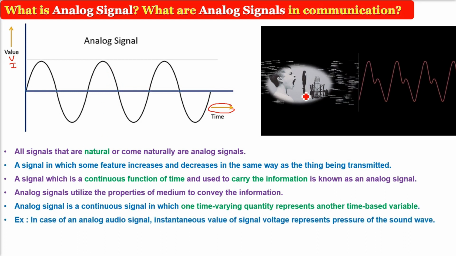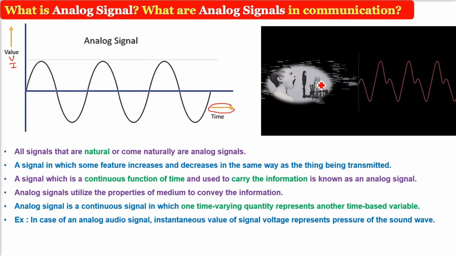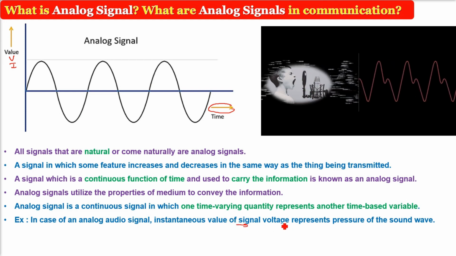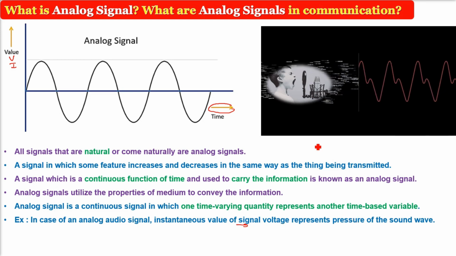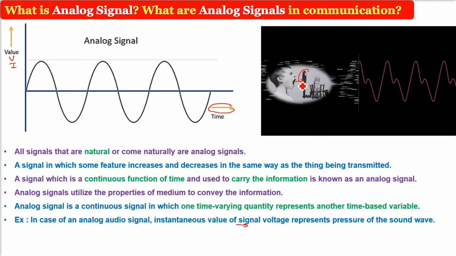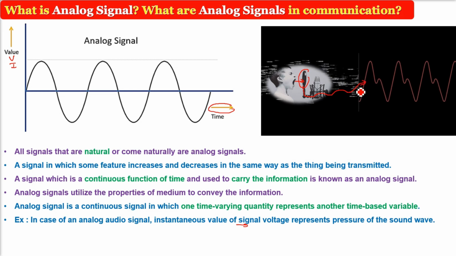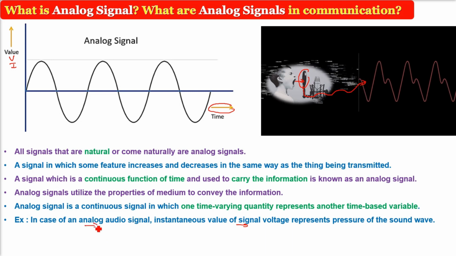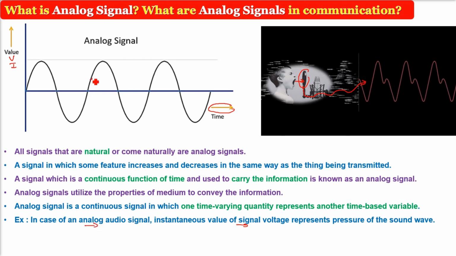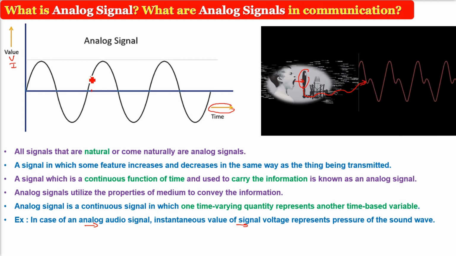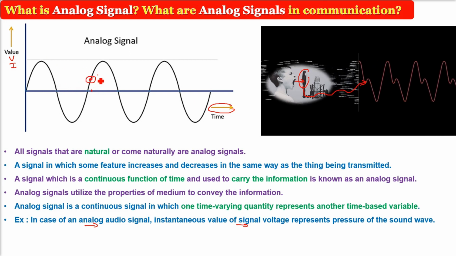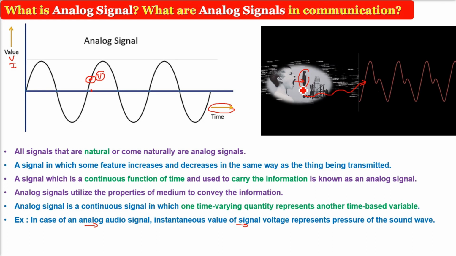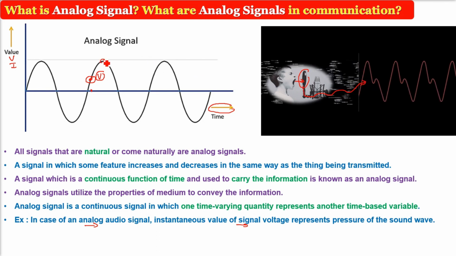For example, this picture also is showing an analog audio signal. The instantaneous value of signal voltage represents the pressure you are putting as a sound wave onto the environment, onto the medium, and that is how the conversion is taking place. You are pushing it, and that push and that pull, or little push or high push, is forming a waveform, and that waveform is an analog signal. Now this particular value of voltage, for example, on the y-axis we have voltage. So this voltage is showing at this particular time what is the pressure or the thrust or the loudness of your voice.